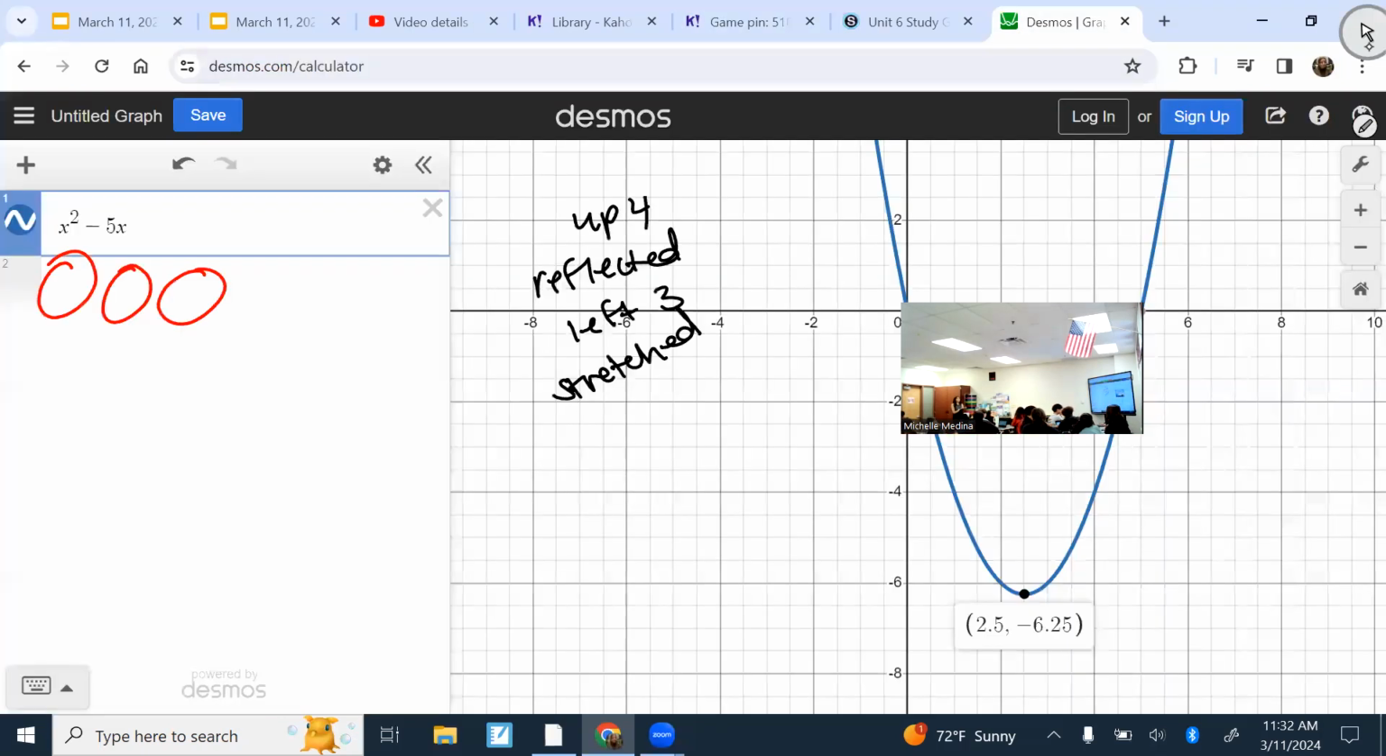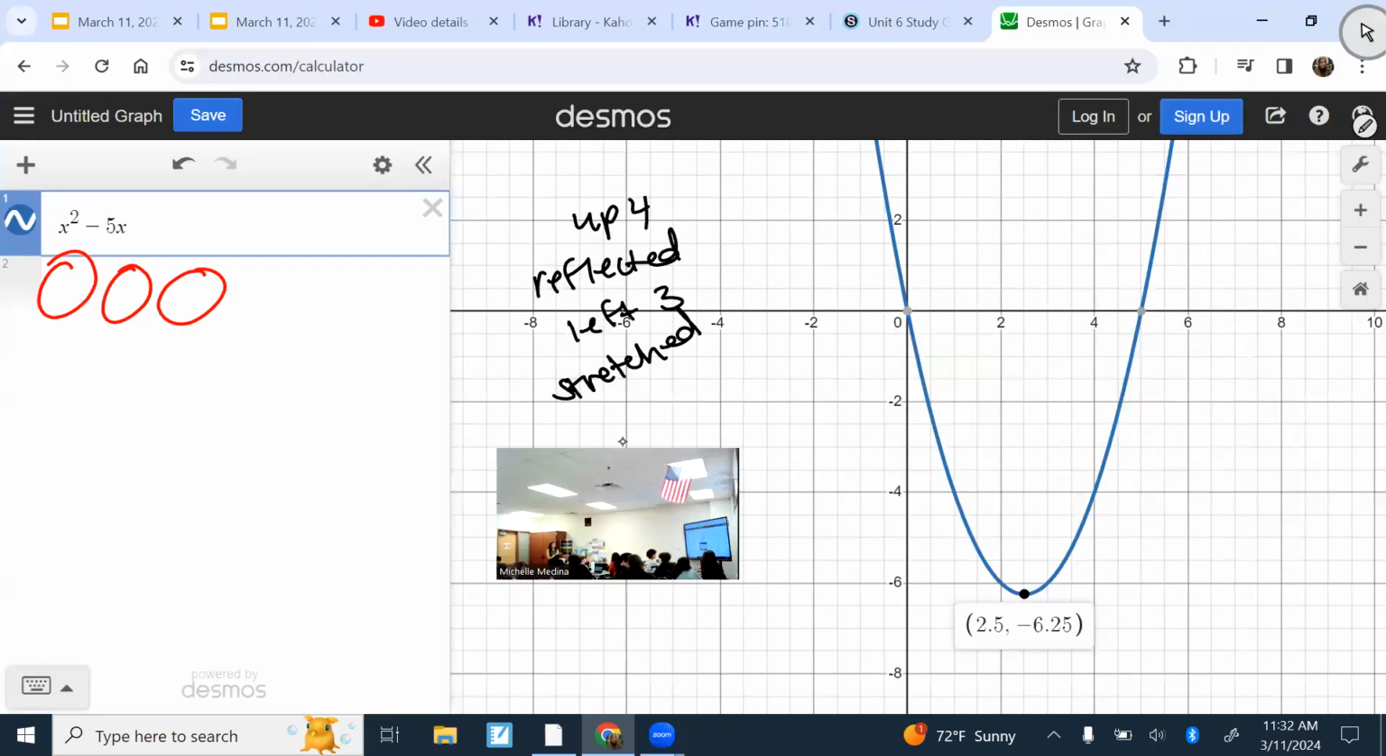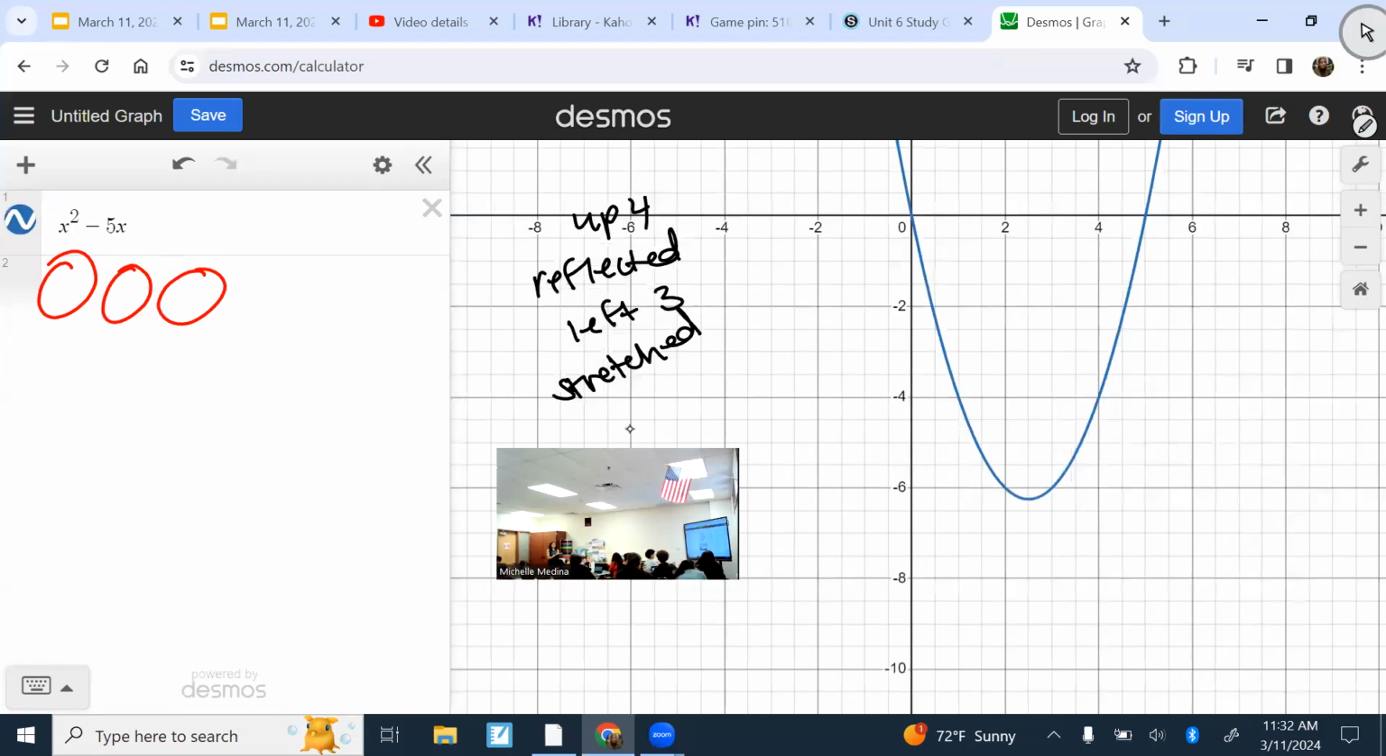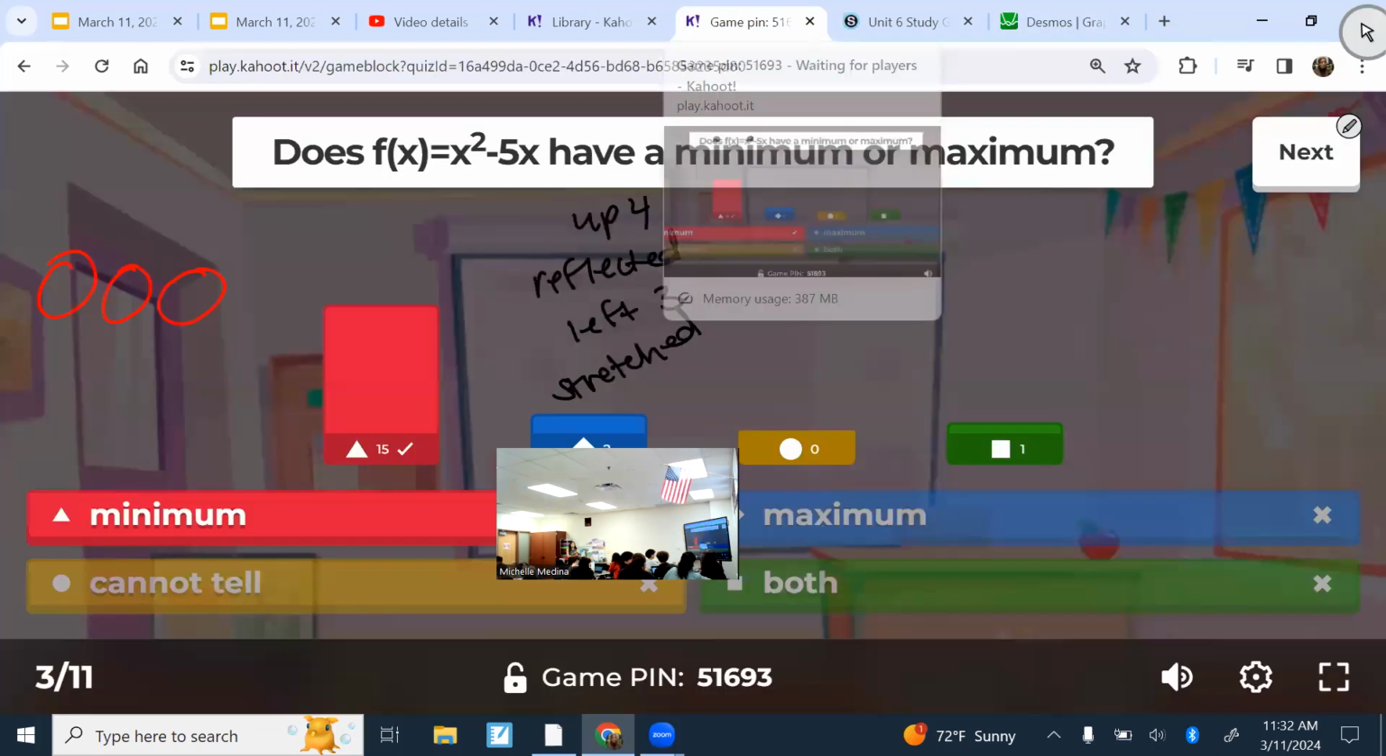So minimum, and this is the same one from the last problem, would be your lowest point. Maximum would be your highest point. There is a way to tell without needing to graph it, but honestly, if you're in doubt or just want to be 100% sure, just graph it. Is it my lowest point or my highest point? On this one, it's a minimum. Questions on that?